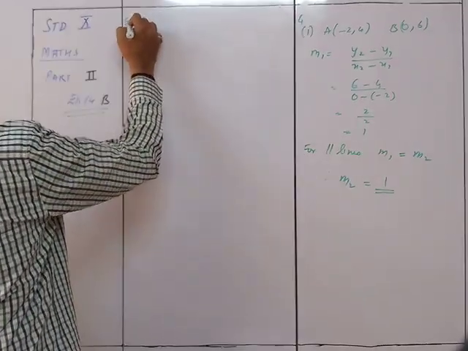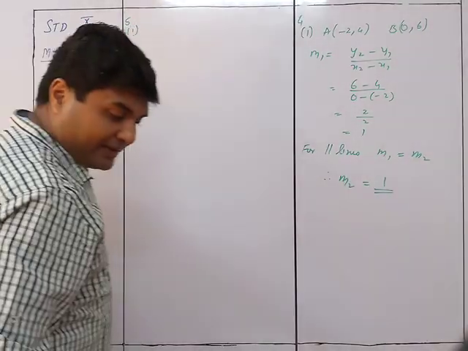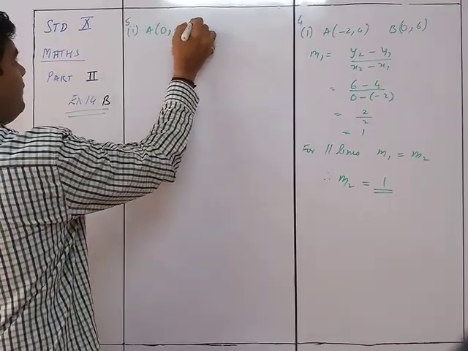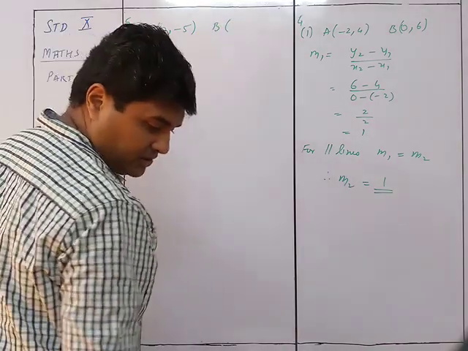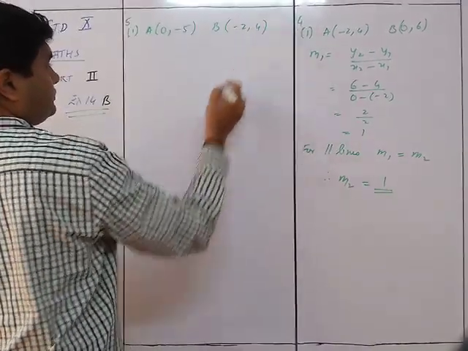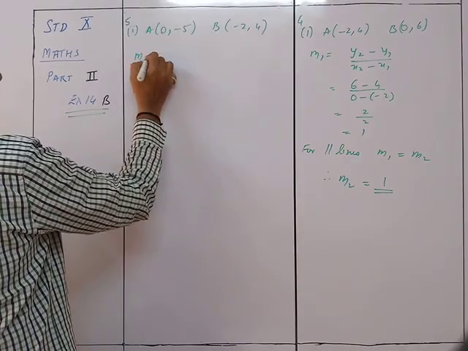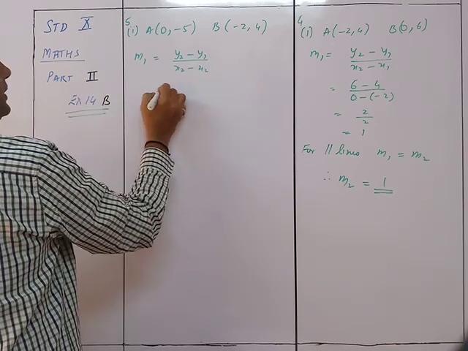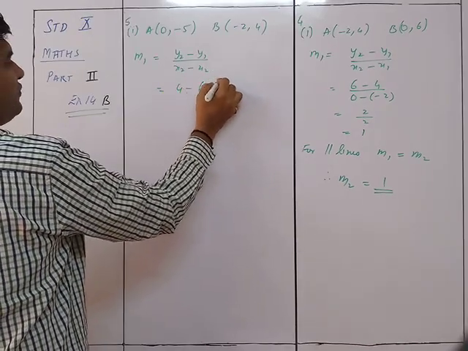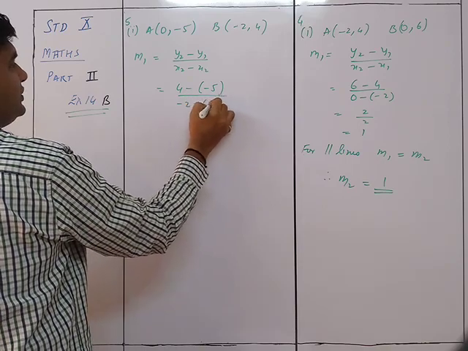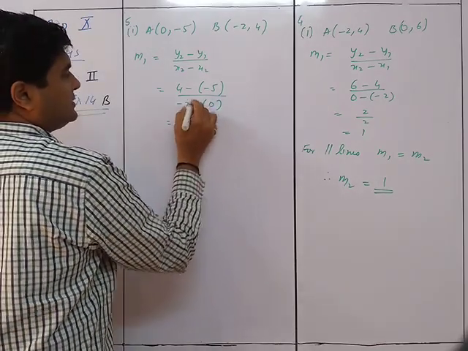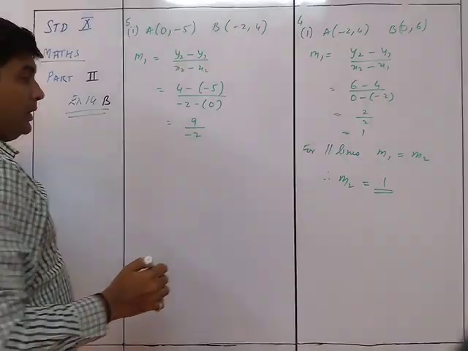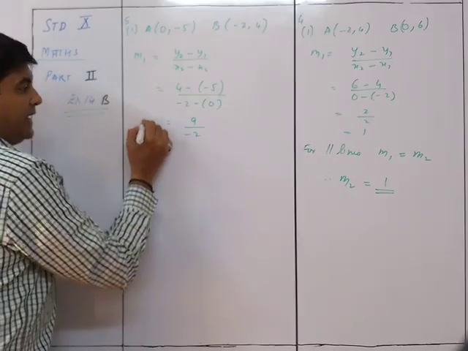Sum number 5, 1. Find the slope of a line perpendicular to AB where A is given as 0, minus 5 and B is given as minus 2, 4. So first slope AB, m1, is y2 minus y1 upon x2 minus x1, is 4 minus of minus 5 upon minus 2 minus 0. So that will give me 9 upon minus 2. Okay. So we have m1 as this.